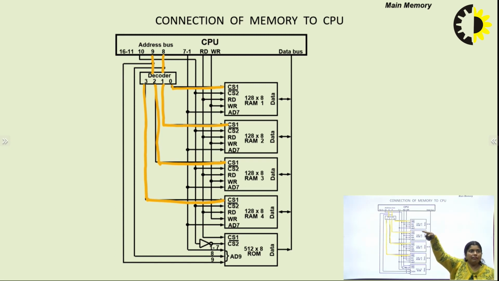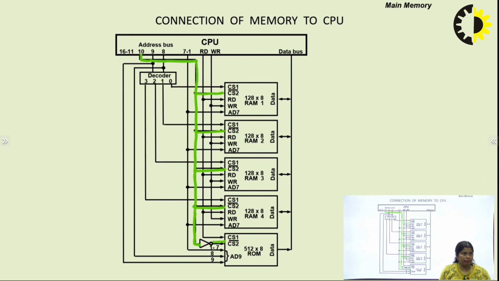RAM 1. When the 8th and 9th bits are 0, 1, then the data will be stored in RAM 2, and when the 8th and 9th bits are 1, 0, then it goes to RAM 3, and 1, 1, then it goes to RAM 4. This is the configuration of how the data is stored in these particular RAMs.